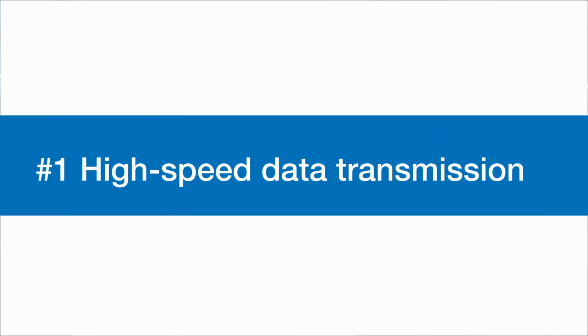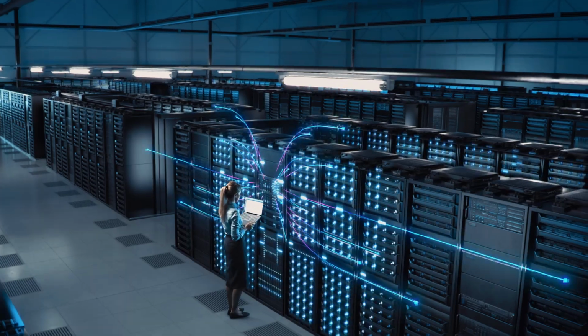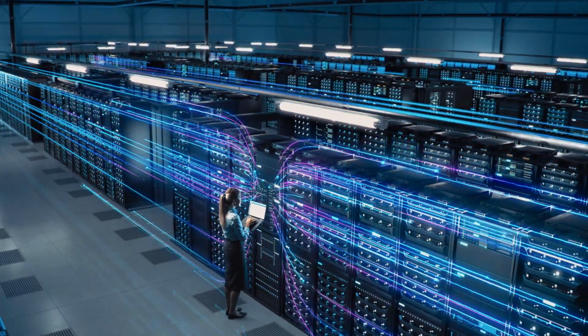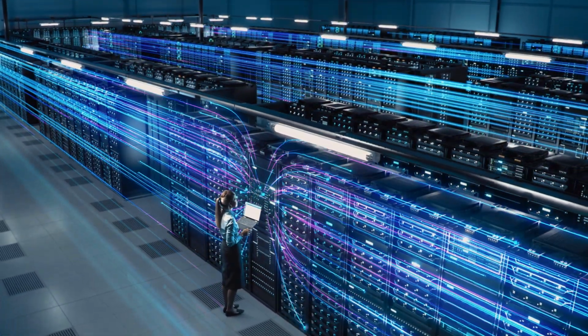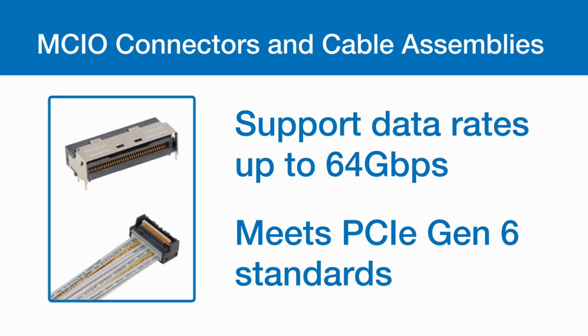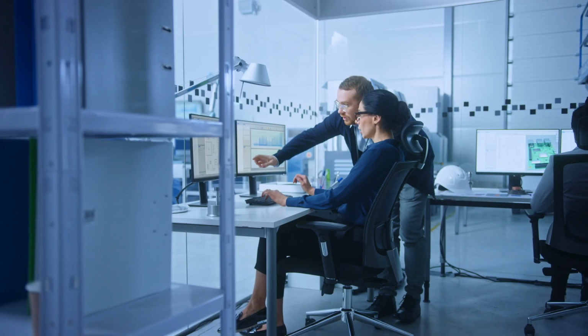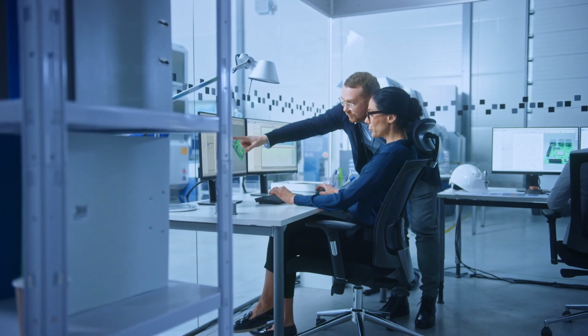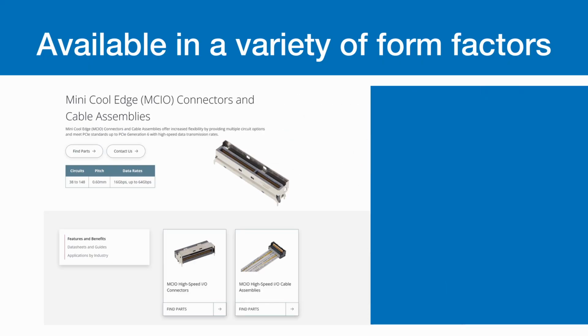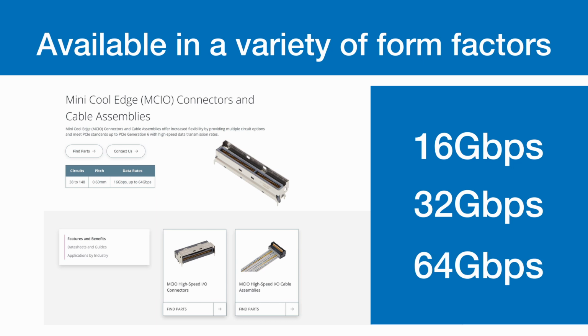High-speed data transmission. Enterprise storage and high-performance computing applications require high data rates to reduce latency. Molex MCIO connectors and cable assemblies support data rates up to 64 gigabits per second, meeting current PCIe Gen 6 standards. The high-speed performance ensures that your connectors will not bottleneck your design. Choose from 16, 32, or 64 gigabits per second options to get the right performance for your design.